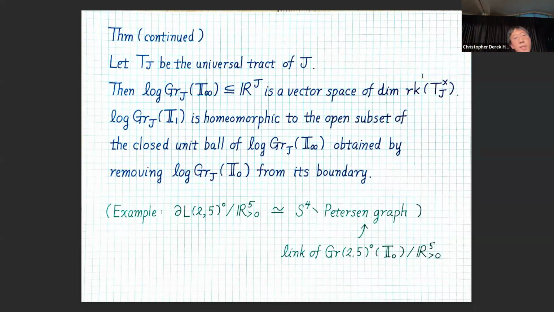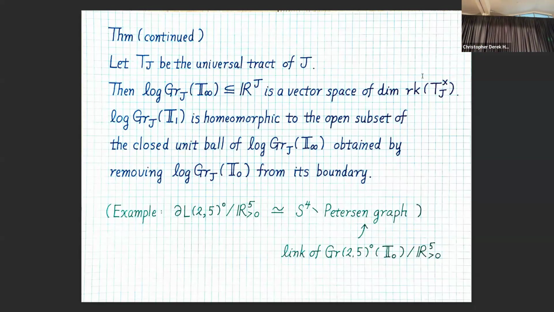And all our Grassmannians over Tp for any p will live inside this universal linear subspace. And the statement is that the logarithm of the T1 Grassmannian is homeomorphic to the open subset of the closed unit ball of the log Grassmannian of J over T infinity, obtained by removing the T0 points from its boundary. And this explains our mysterious Petersen graph example.